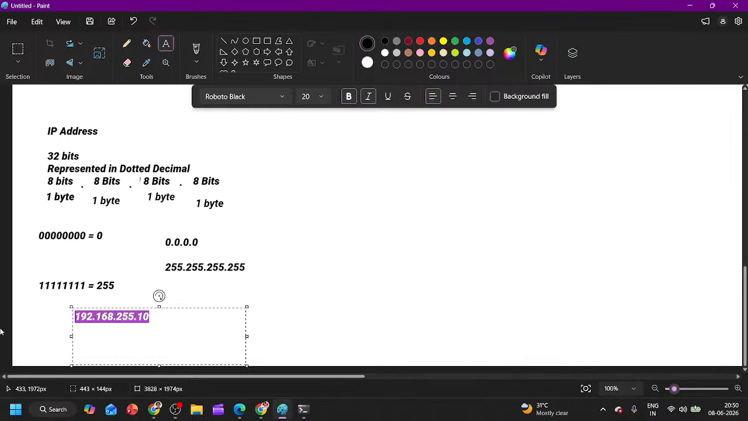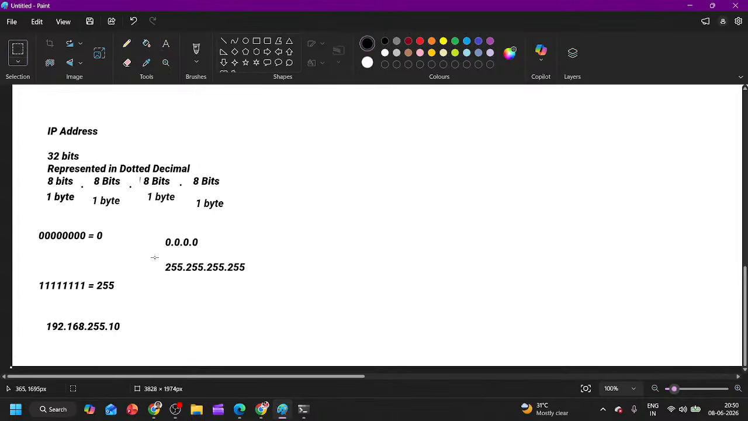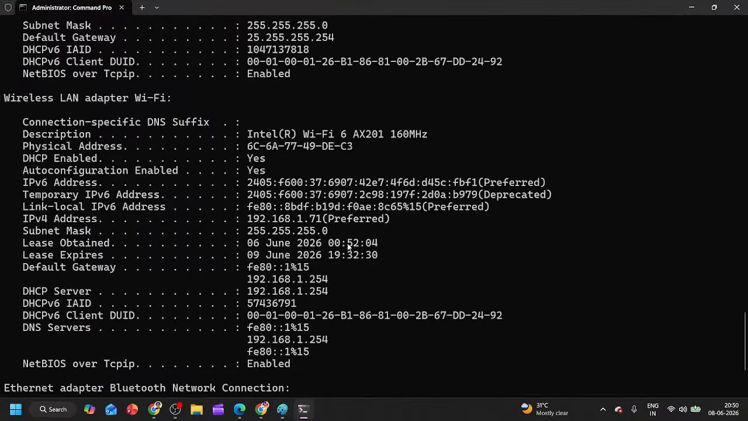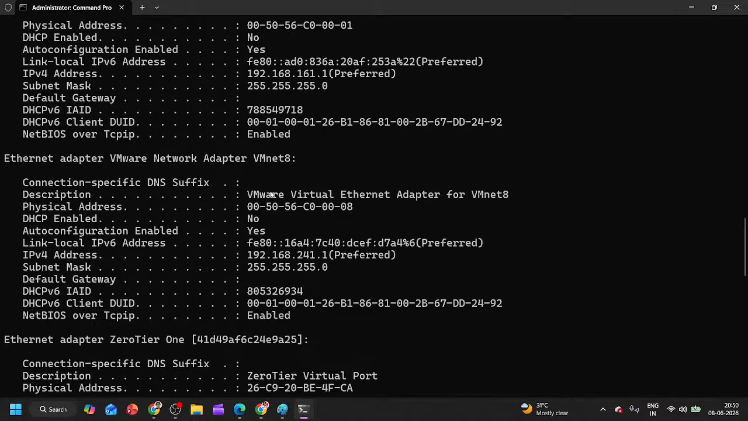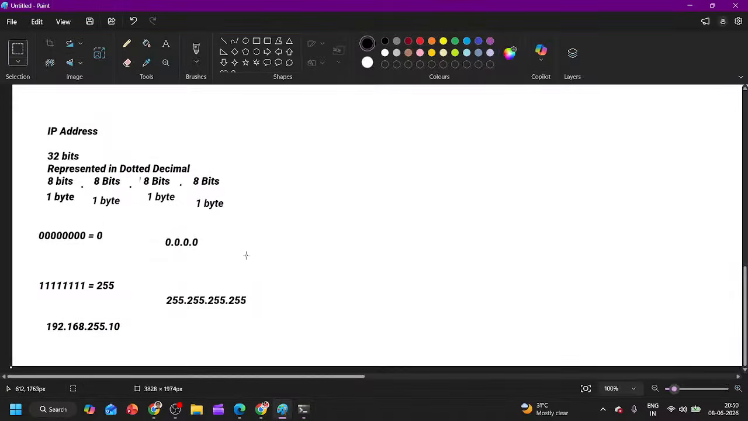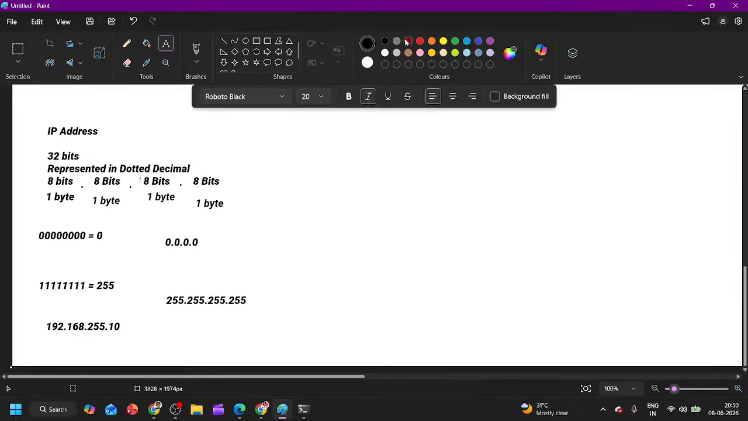Now is this a valid IP? Definitely yes, this is a valid IP address. This is my IP representation. Even if I show you the IP address of my laptop, on any interface, there are lots of virtual interfaces. You can see this is my VMware interface and this is the IP address there, 192.168.241.1. Is it from this range? Yes, this is from my range.